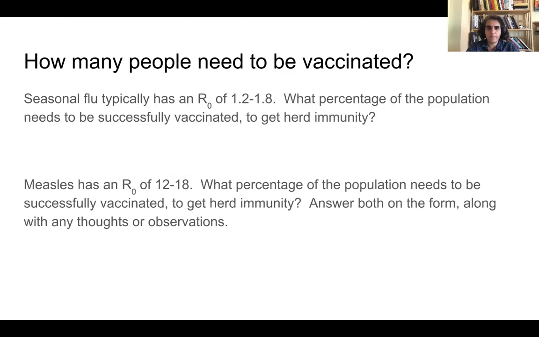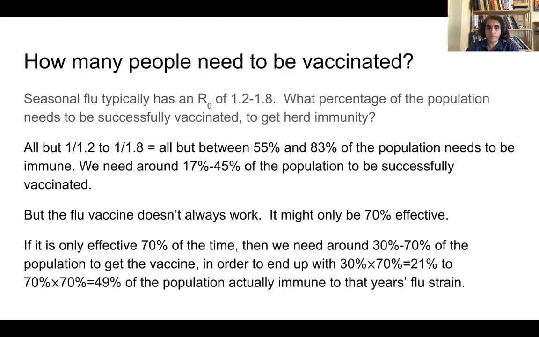Oops. I just skipped a line. I will answer the seasonal flu one, but my slides are in the wrong order. I'm sorry. I want you to do the same calculation for measles. Don't worry about the success rate of the vaccine. Just assuming successful vaccination, measles has an R0 value of between 12 and 18. What percentage of the population needs to be vaccinated against measles? So answer the question for both the flu and for measles.